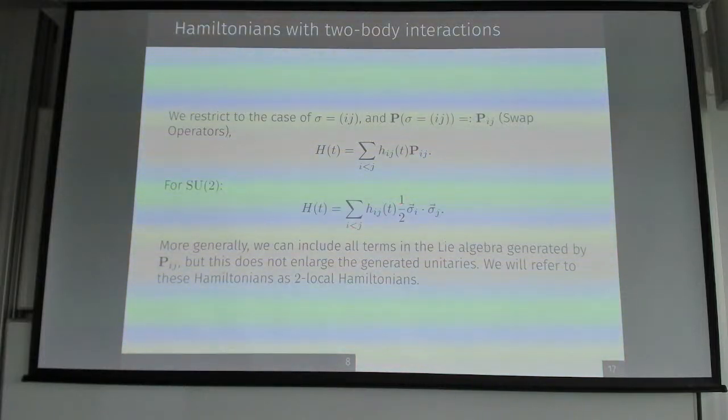We allow interaction between any sets. More generally, we can also include all terms in the Lie algebra generated by these operators. They look non-local, but we still consider them as two-local because they will always be generated by two-local Hamiltonians. We will refer to all these Hamiltonians in the Lie algebra as two-local Hamiltonians.